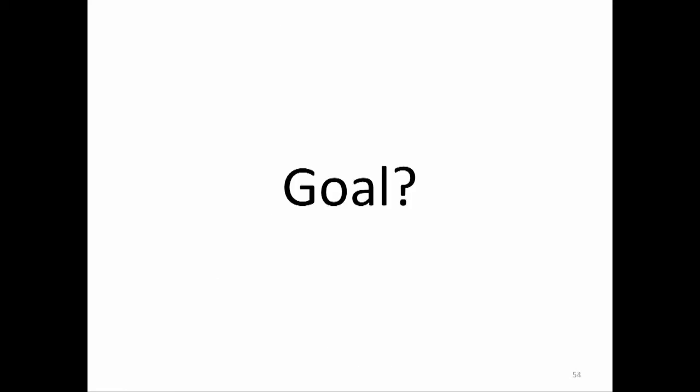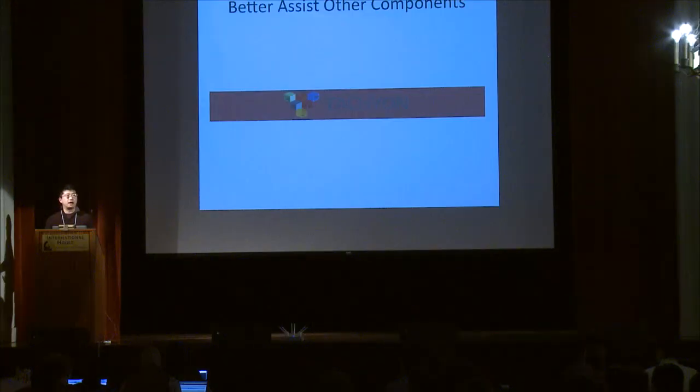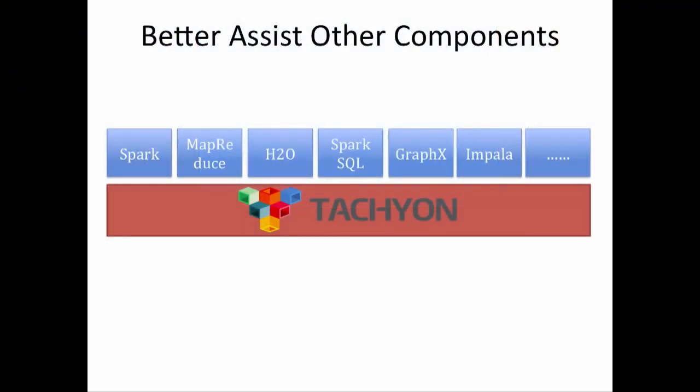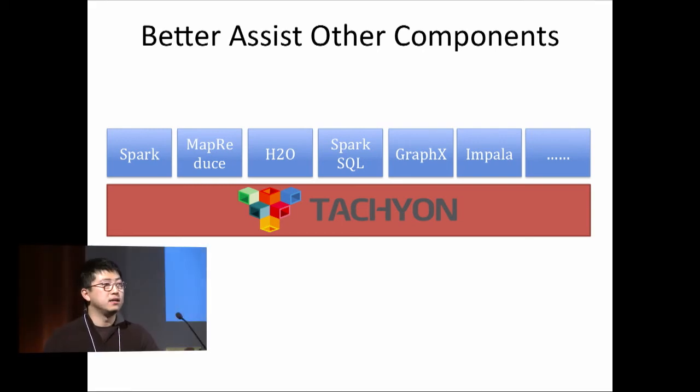Okay, so I get this question quite a lot. People ask, what's the goal of this project? What's the long-term goal? The goal of the project is that we want to better assist other components in the whole stack. This means that on one side, we want to support more frameworks. For example, now we have Spark, MapReduce, H2O, and we are going to support others better too. Besides bringing the performance benefit, we are also going to investigate providing better ways for the upper layer to access the data in the storage layer.